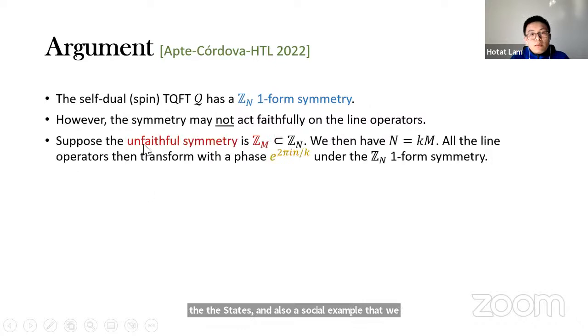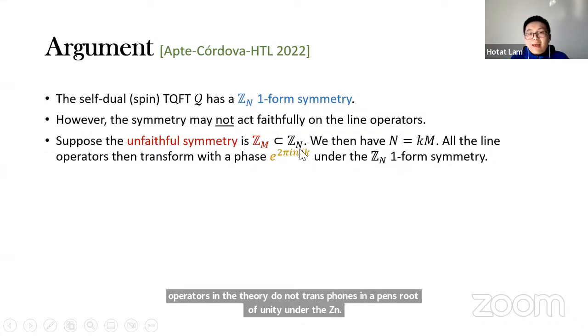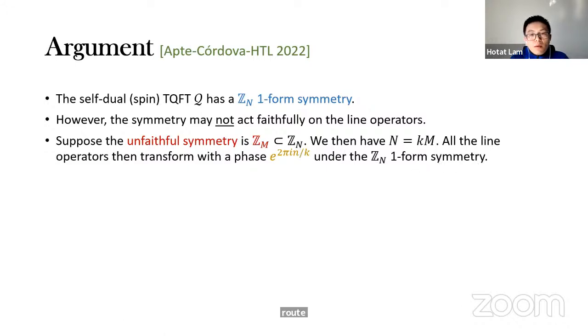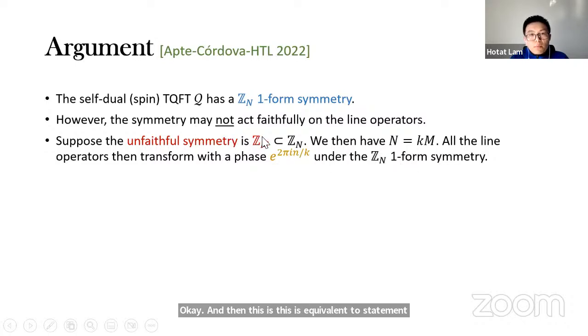Okay, so now let's assume that the unfaithful part of the symmetry is a ZM subgroup of ZM. Then we can split M into K times big M, where K and M are both integers. The precise statement of this unfaithful symmetry is that all line operators in the theory do not transform in an nth root of unity under ZN1 symmetry. Rather, they transform as a Kth root of unity under ZN1 symmetry. This is equivalent to the statement that the ZM symmetry acts unfaithfully.